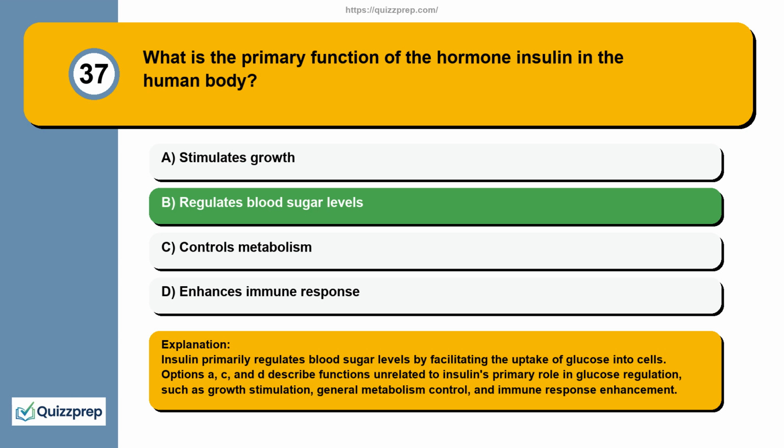Insulin primarily regulates blood sugar levels by facilitating the uptake of glucose into cells. Options A, C, and D describe functions unrelated to insulin's primary role in glucose regulation, such as growth stimulation, general metabolism control, and immune response enhancement.